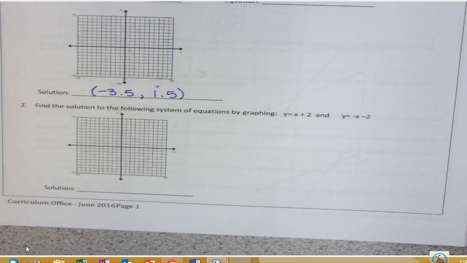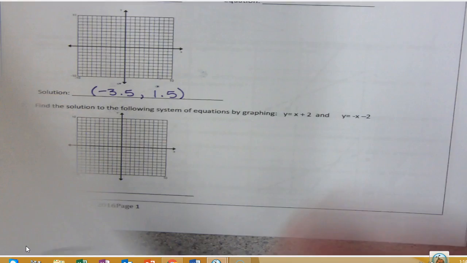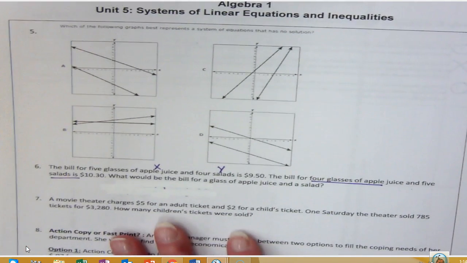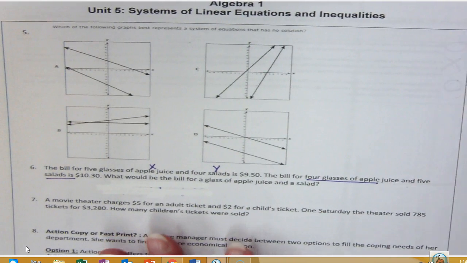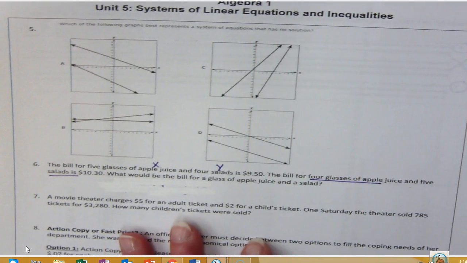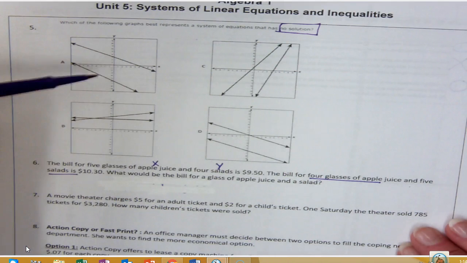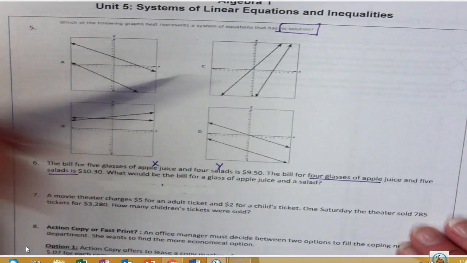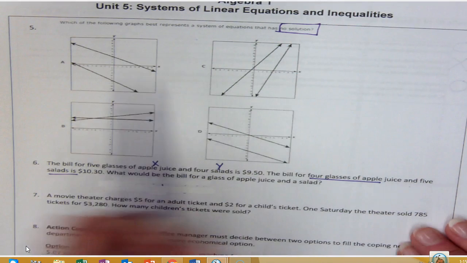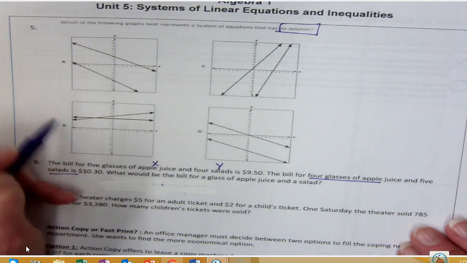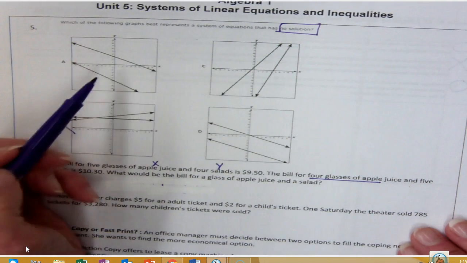Number 5. Let me do this. Which of the following graphs best represent a system of equations that has no solution? So the key here is what has no solution. When are these lines ever going to cross? And here I can see none of the lines except for this one cross on the graph. So we can automatically take that one out.